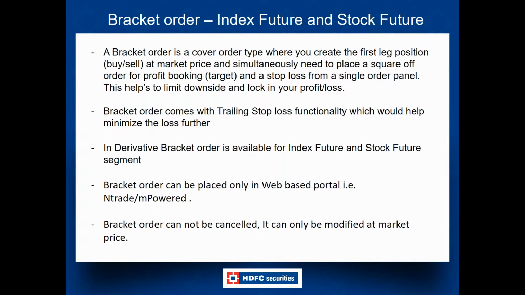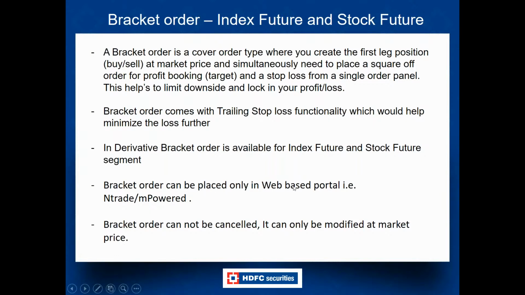So this is called a bracket order. A bracket order also comes with a trailing stop loss functionality, which helps to minimize the loss further. In derivatives at HDFC Securities, bracket order is only available for index futures and stock futures segments. As of now, it is not available for index options or stock options.